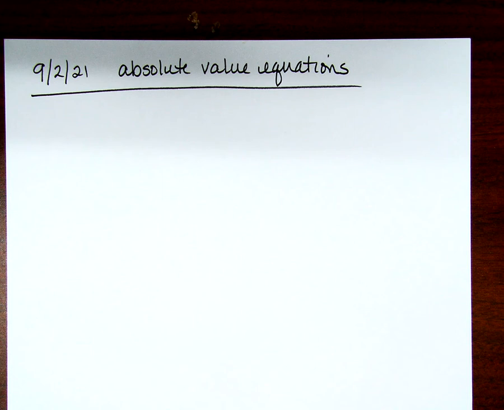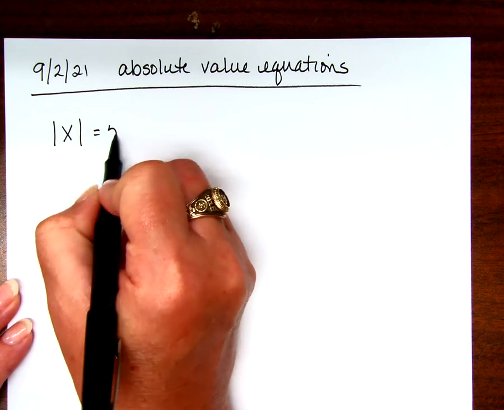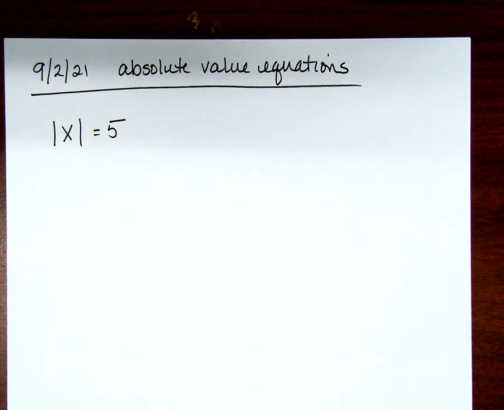Like real simple. That's good? Okay. So let's start out here. Absolute value of x equals 5. Now, this is like real simple in the fact that you can already tell me the answer, can't you? What is it? 5.